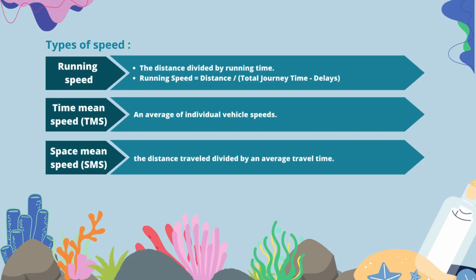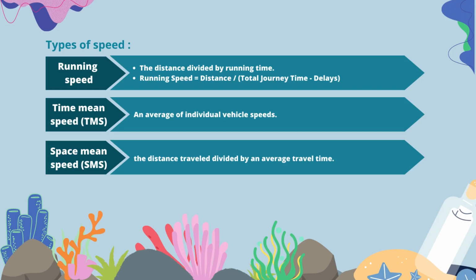Next, running speed. Running speed is the distance divided by running time. For example, total journey time minus the delays. Running time is the time that the vehicle is actually in motion. The formula for running speed is the distance divided by the total journey time minus delays.